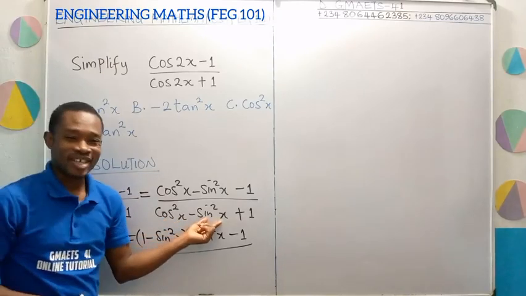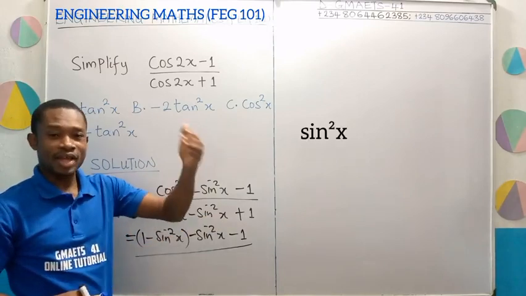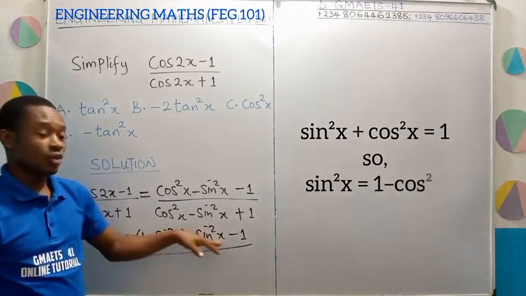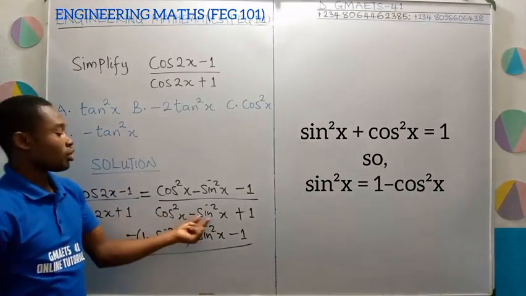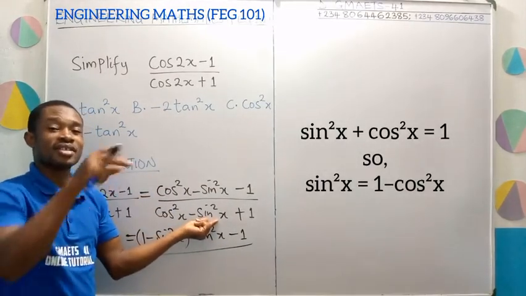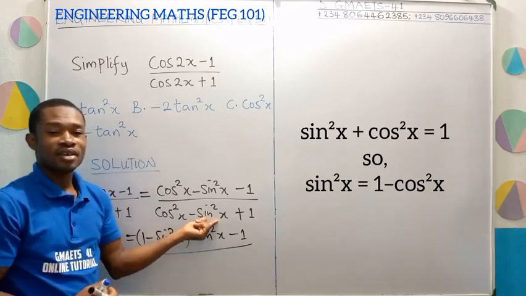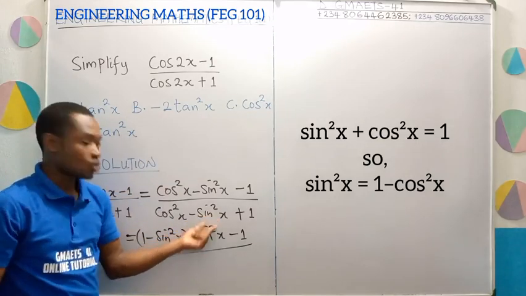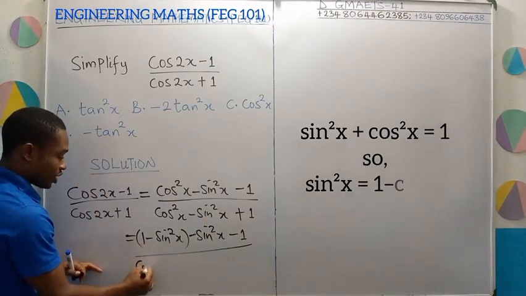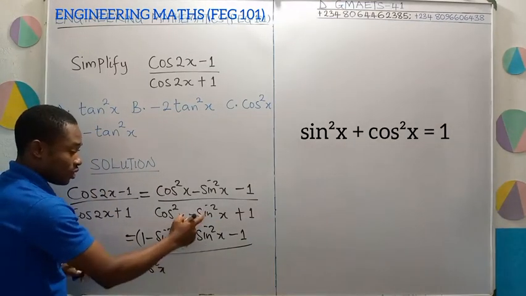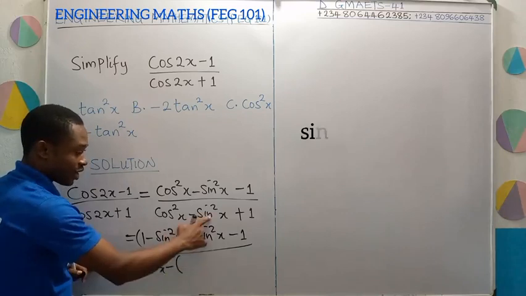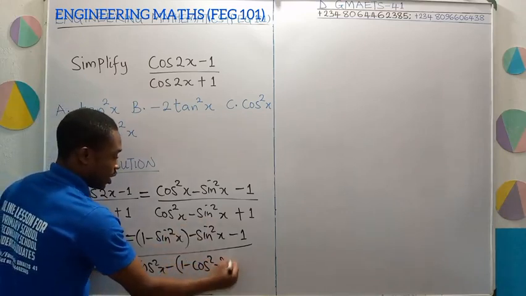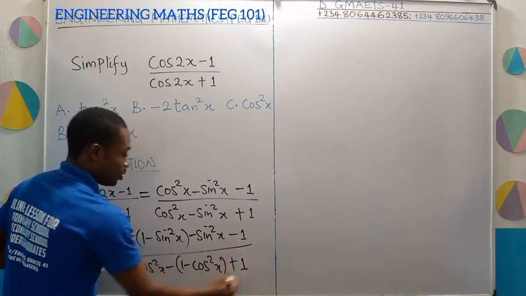Remember, from the Pythagorean identity, sine square x plus cos square x is equal to 1. I just mentioned it while dealing with the numerator. Therefore, if I want to remove this sine square x and write it in terms of cos square x, sine square x is equal to 1 minus cos square x. So let's do that. Maintaining this cos square x, then minus, I'll open bracket, this is going to be 1 minus cos square x, and then plus 1.